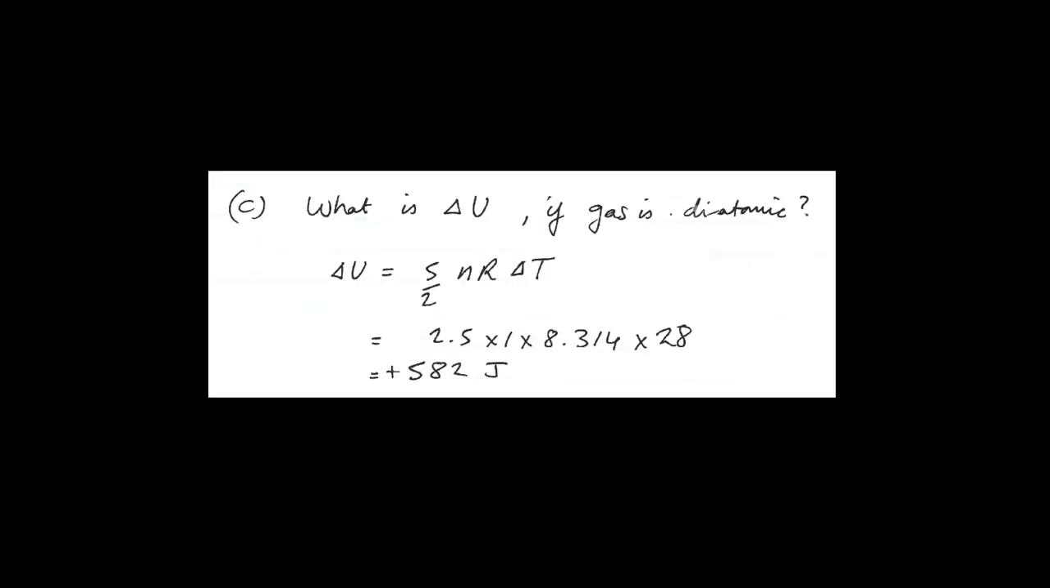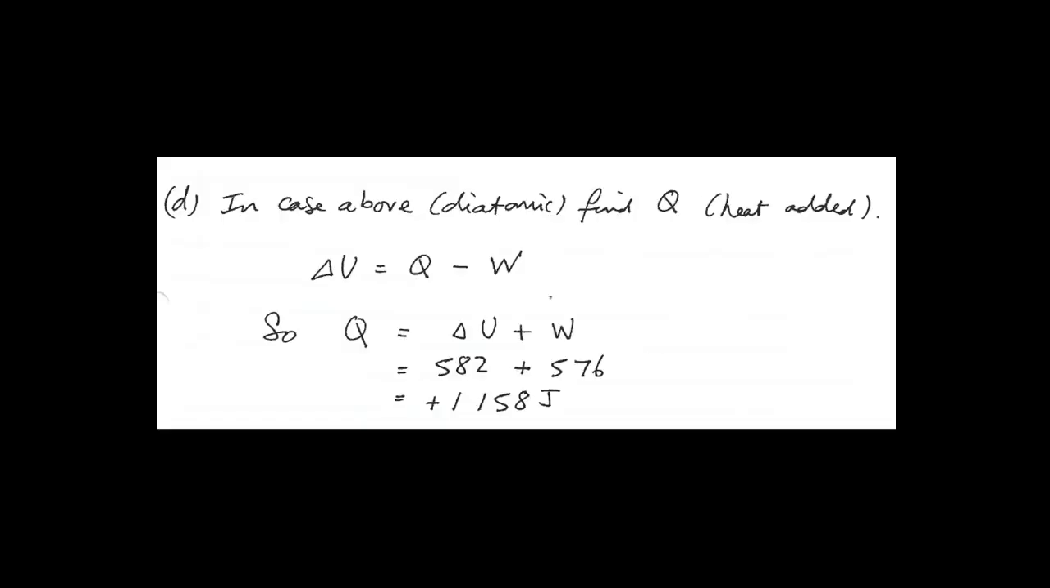In part C, what is delta U, the change in internal energy, if the gas is diatomic? Well, we know that U is equal to 5/2 nRT, so we know that delta U equals 5/2 nR delta T, and putting in the numbers, it's 582 joules, an increase in internal energy since the temperature has increased.